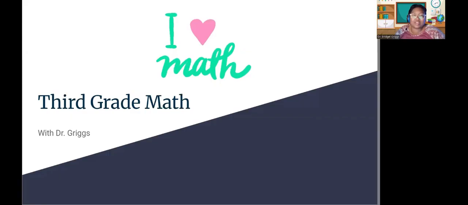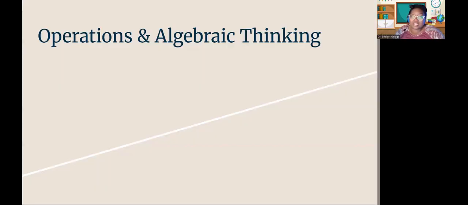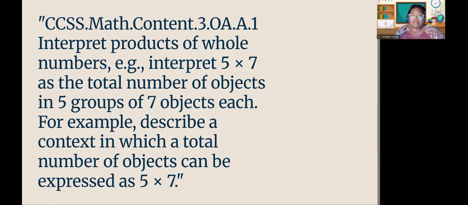Our first standards will be under operations and algebraic thinking. And the first objective we'll be looking at today will be interpret products of whole numbers. For example, interpret 5 times 7 as the total number of objects in 5 groups of 7 objects each. For example, describe a context in which a total number of objects can be expressed as 5 times 7.